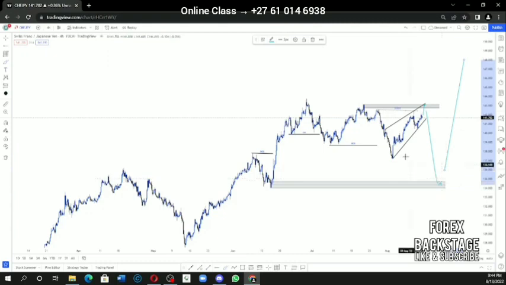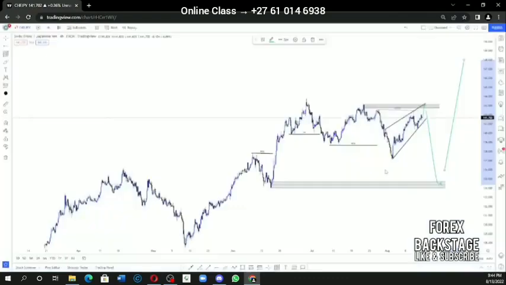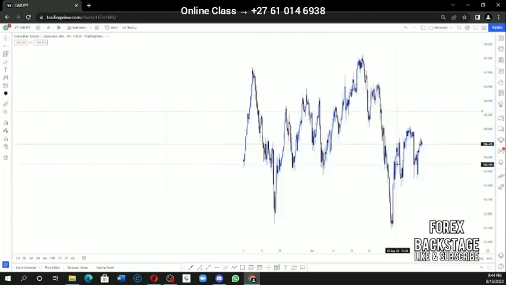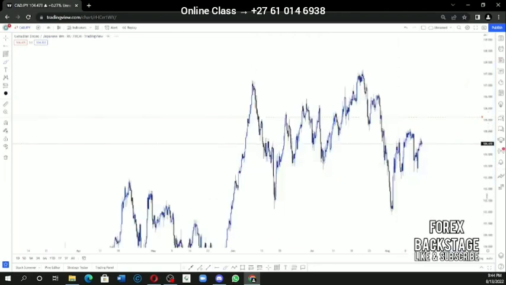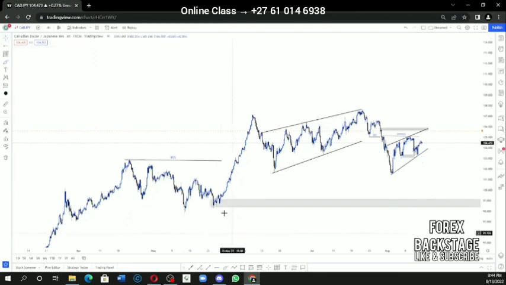CHF JPY, and we also have CAD JPY, almost the same setup as well. So let's quickly look at CAD JPY. So yeah, gents, this is one of the cleanest setups we have for this week. Let me quickly show you guys what's going on.